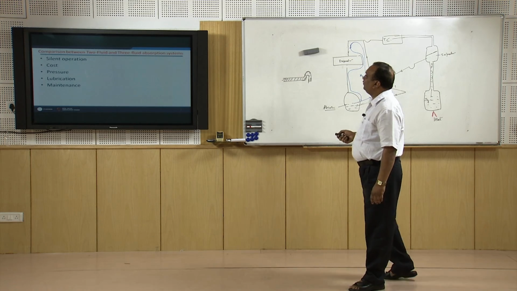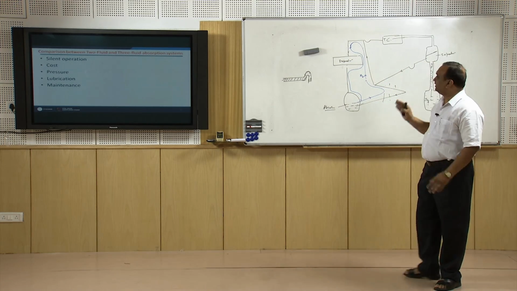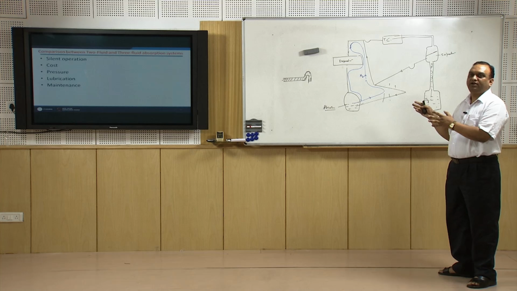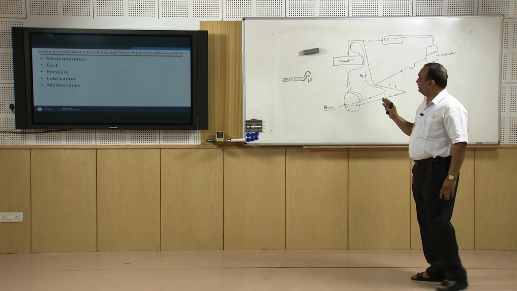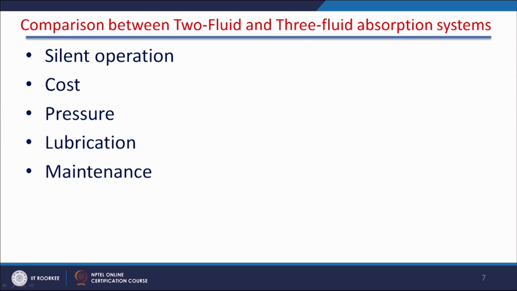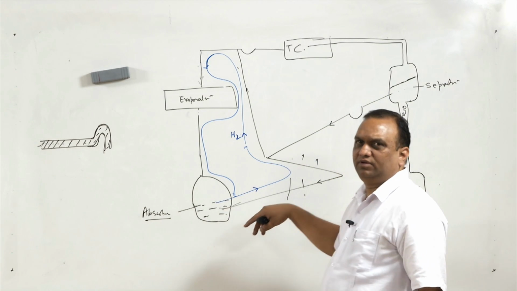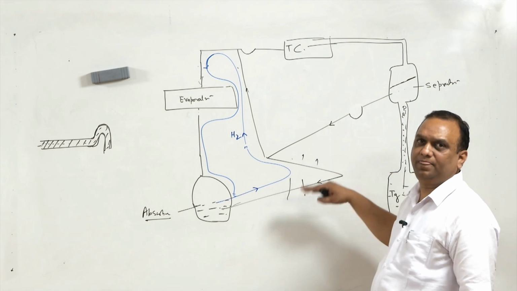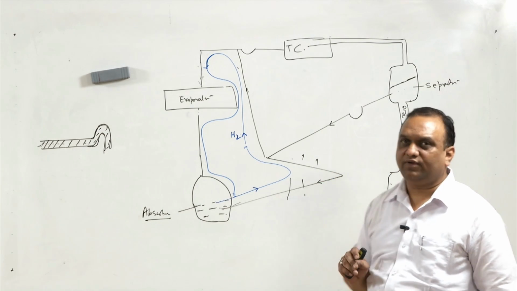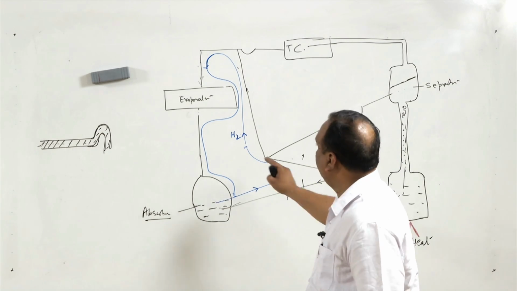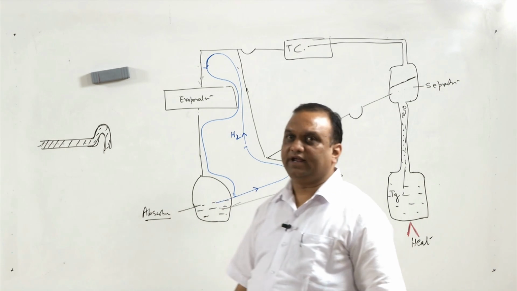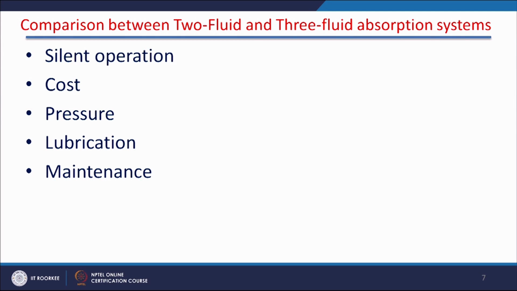So, comparison between 2 fluid and 3 fluid absorption systems: if we compare this with the lithium bromide and water or ammonia type of system, this is silent in operation. I have already explained you. The 3 fluid system is slightly costlier than the 2 fluid system. The variation in the pressure is not very high in this system from evaporator to condenser. Lubrication is not required because there is no moving part.